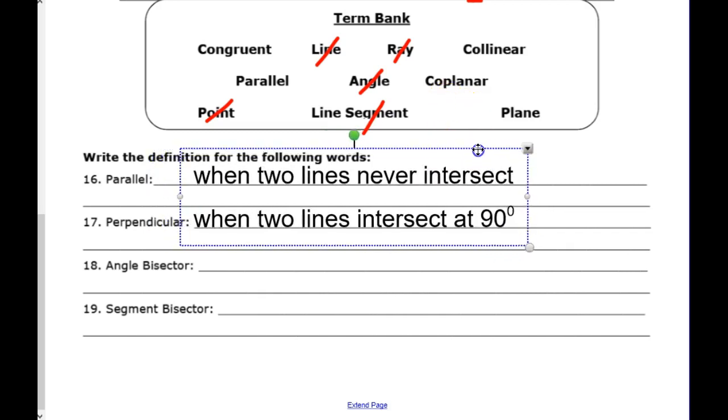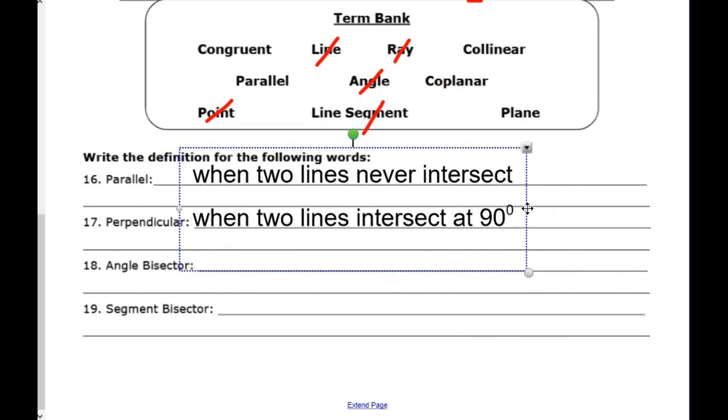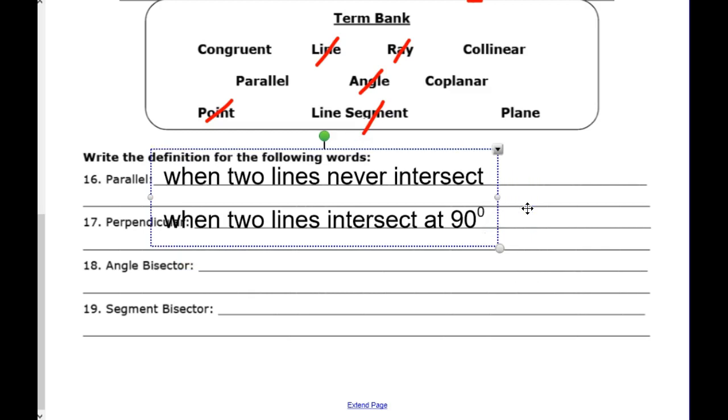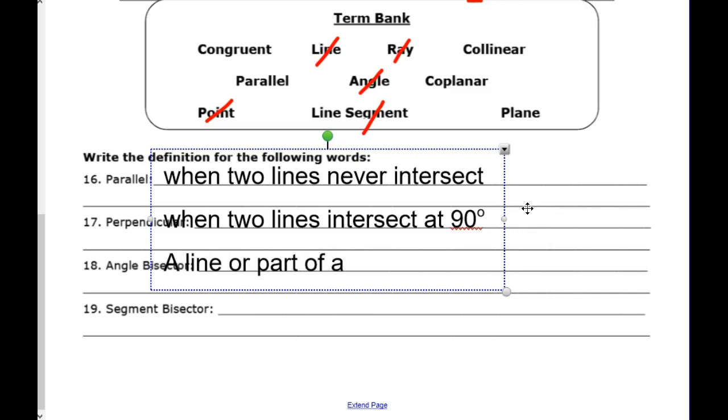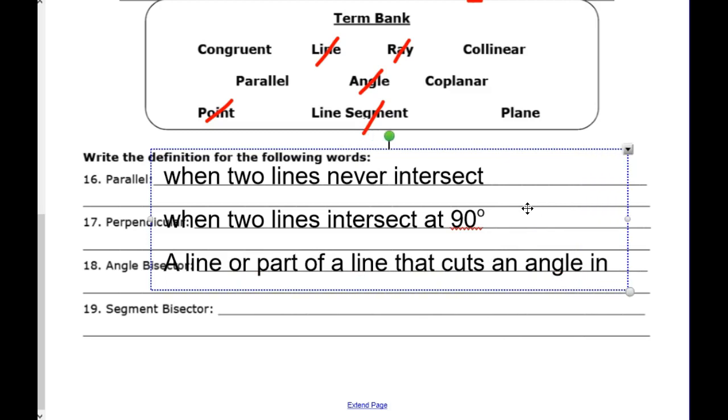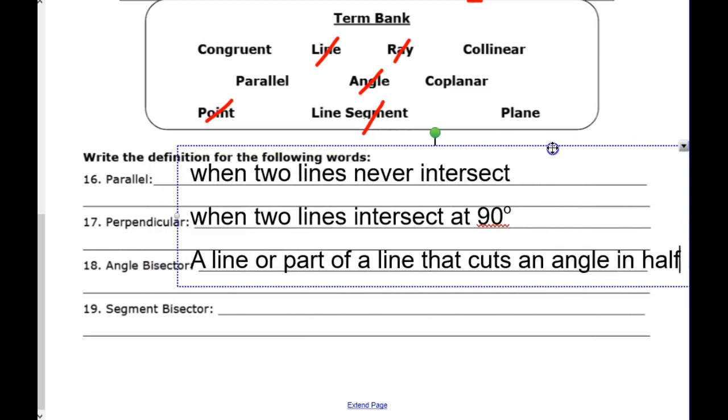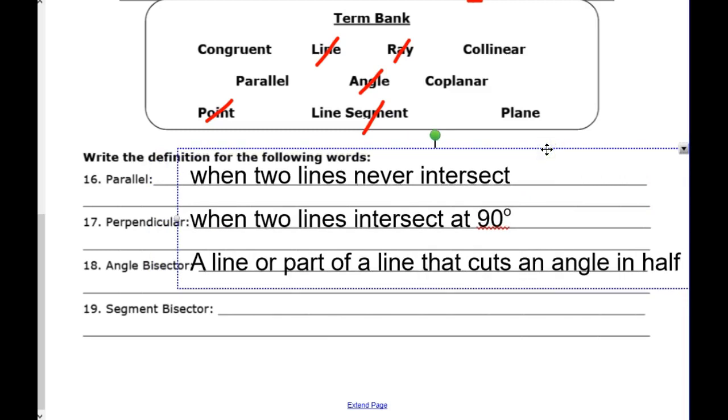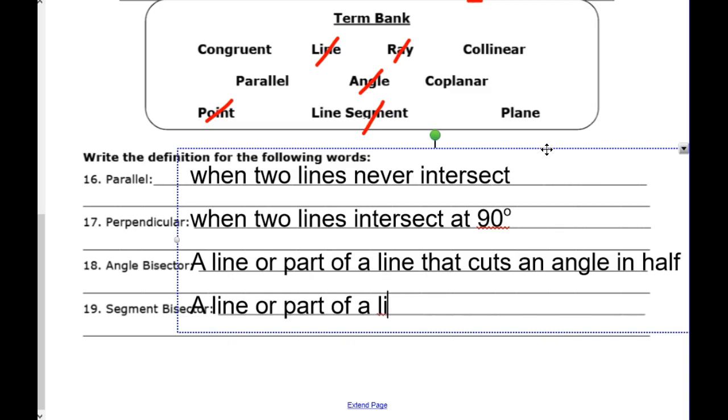All right. And then, it's kind of tricky. There we go. Angle bisector: a line or part of a line that cuts an angle in half. Segment bisector: a line or part of a line that cuts a segment in half.